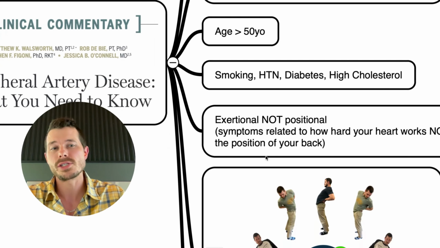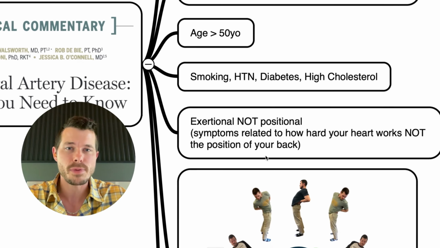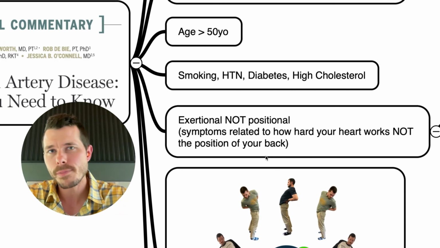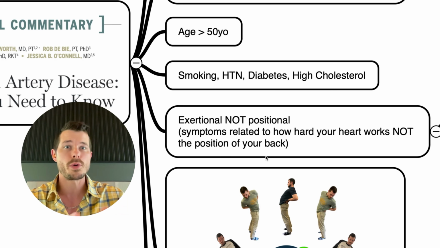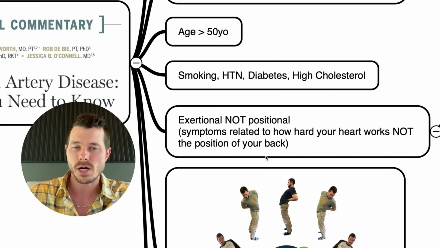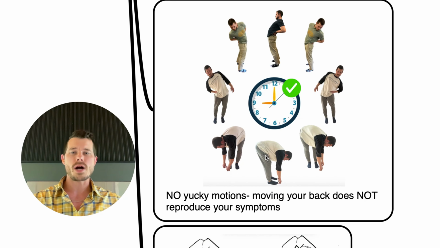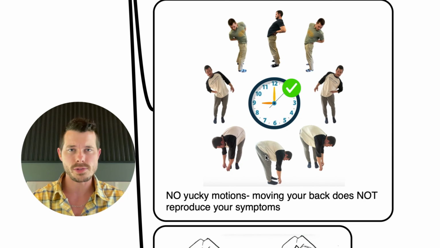The symptoms are exertional, not positional. I'm going to dive deep on this in a moment. Basically, symptoms are related to how hard your heart works, not the position of your spine, which would point us towards maybe more of a spinal stenosis problem. And if you have an arterial problem, then it's not a mechanical problem with the muscles or the bones, the joints, or something like that.